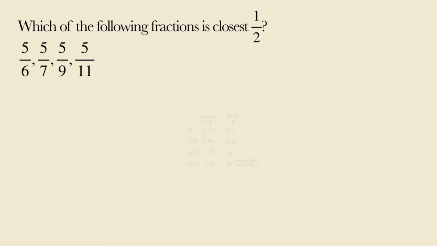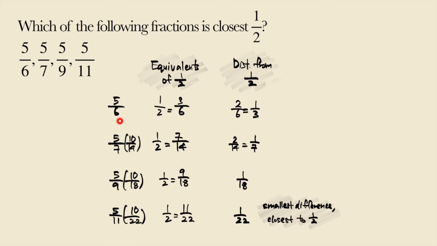Well, we're going to follow the same steps again. So 5 over 6 compared to 1/2. Well, let's compare 5 over 6 to 3 over 6. So the distance here is therefore 2 over 6, which we can reduce to 1/3. Next, we're comparing 5 over 7 to 1/2. How about compare 10 over 14 to 7 over 14? So the difference between them is, this should actually be 3 over 14, not 2 over 14, right? Scratch that, so 3 over 14.